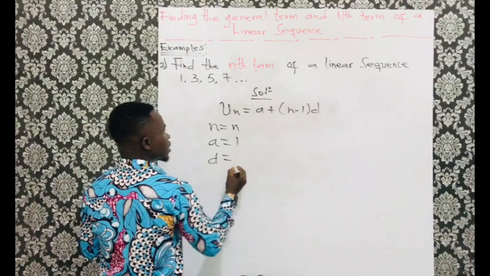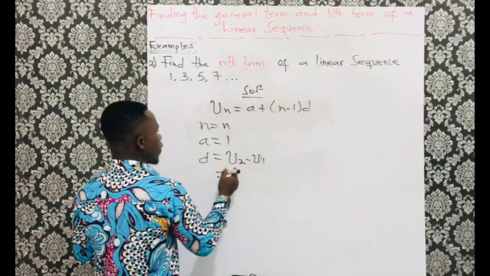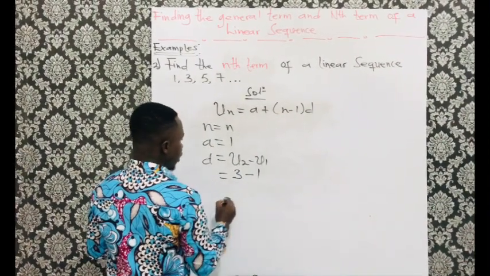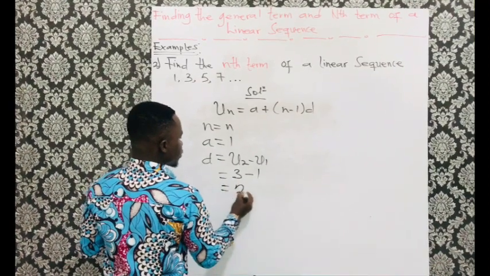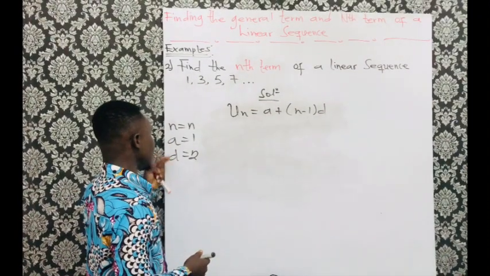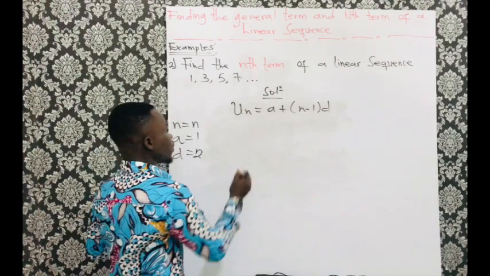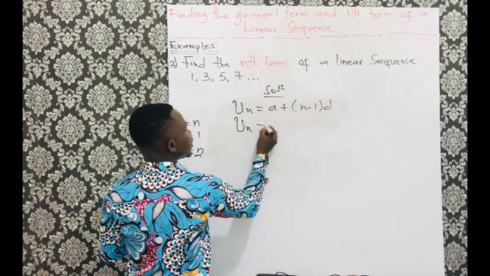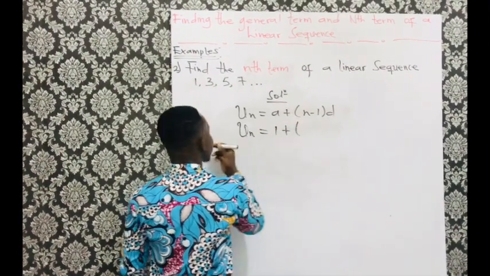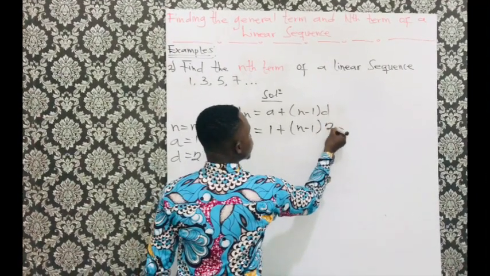Then our d, which is the common difference, which is u2 minus u1. So we know our u2 to be 3 and our u1 to be 1. So 3 minus 1 gives us 2. Therefore, our d is equal to 2. Now, since we know our values for a and d, we substitute them into the formula to find a term for the n. So we have our un equal to a. Our a is 1 plus bracket open n minus 1 bracket close d. Our d, which is 2.